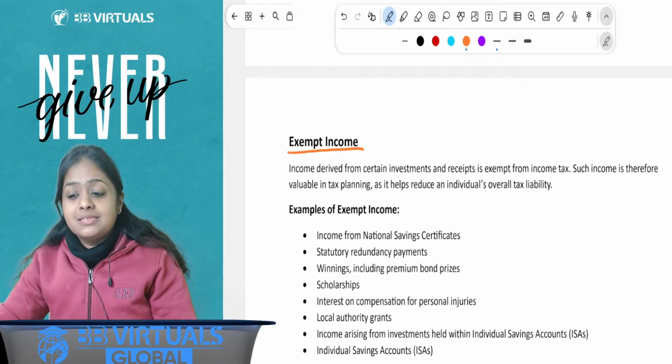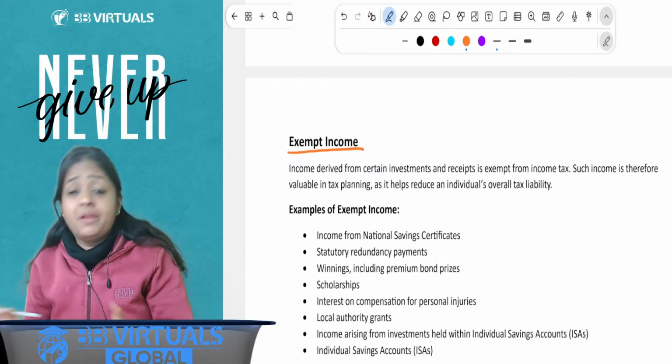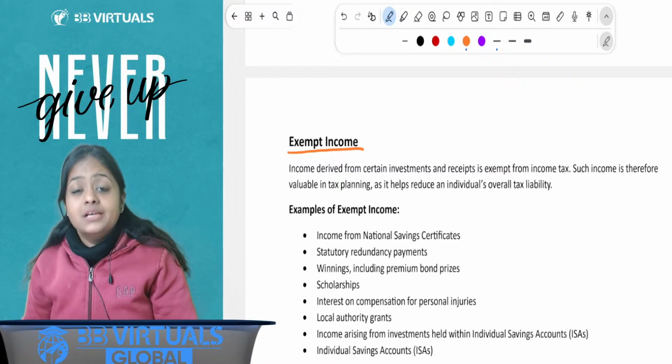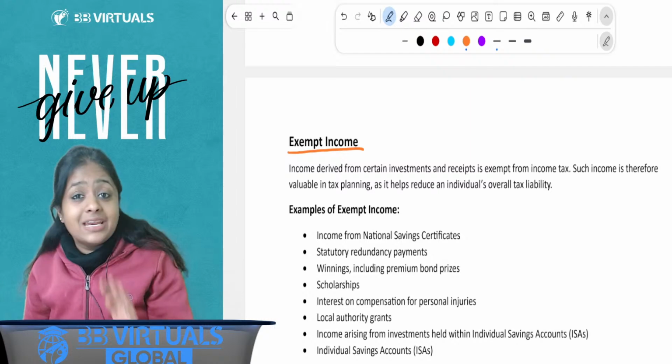Why? Because it is exempted by HMRC. HMRC says that on this you will not be required to pay any taxes. You will not pay any taxes on it. Okay, so it is your exempt income. It will not come in your computation of tax. Which is that exempt income?